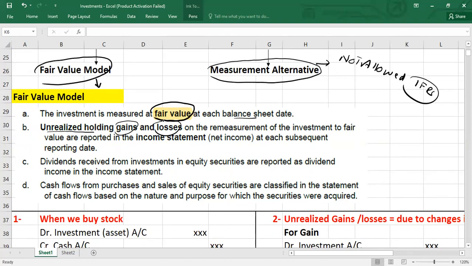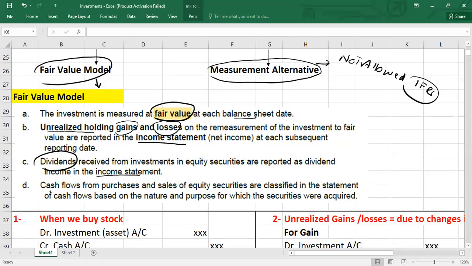Because the stocks are still with you, it is an unrealized gain, so you could have a loss also. Don't forget, all the gains or losses we will record in the income statement, I mean to say earnings. And you should also remember, when you invest in stocks, you will also receive dividends. So this dividend we will also record in the income statement. You should remember all these points.